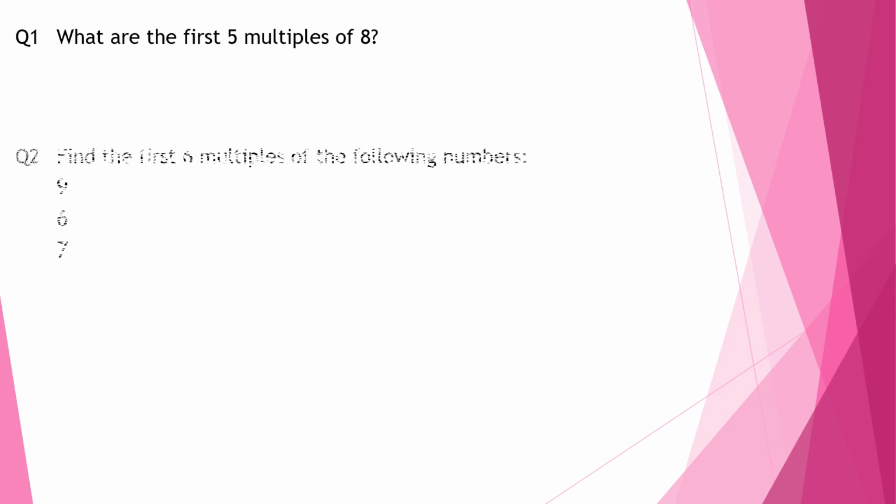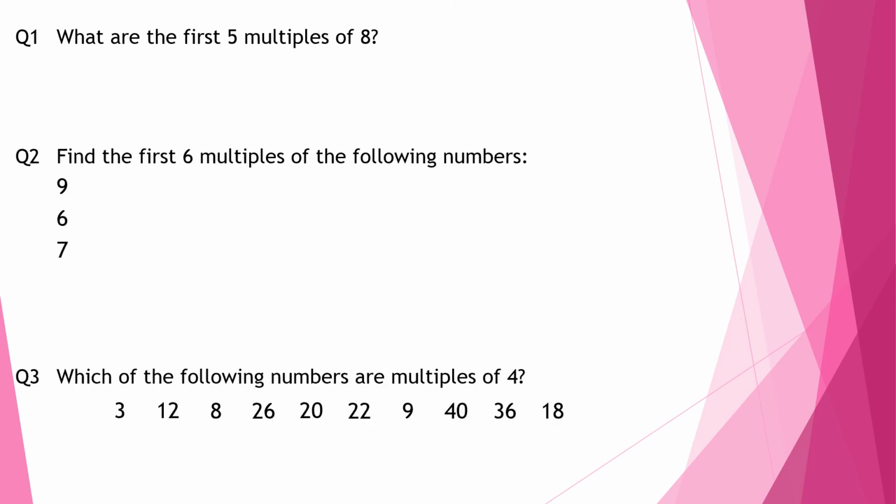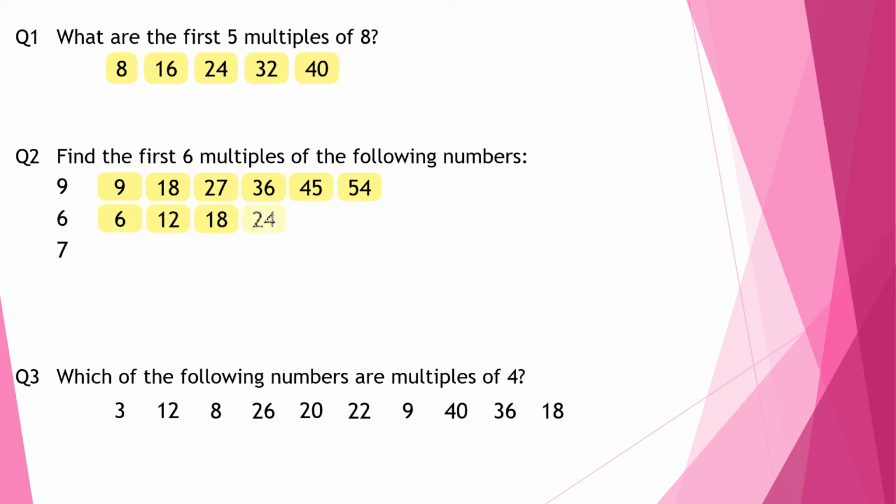Okay, some quick fire questions then. We're looking for the first 5 multiples of 8, the first 6 multiples of 9, 6 and 7, and looking for multiples of 4. So for the 8 times table, we have 8, 16, 24, 32 and 40. The first 6 multiples of 9 are 9, 18, 27, 36, 45 and 54. The first 6 multiples of 6 are 6, 12, 18, 24, 30 and 36. And the first 6 multiples of our 7 times tables are 7, 14, 21, 28, 35 and 42.